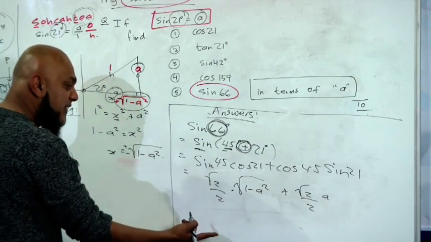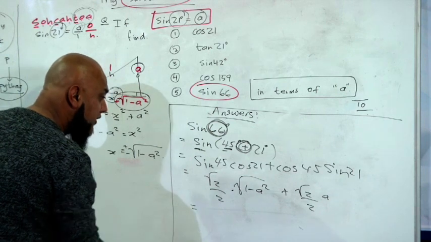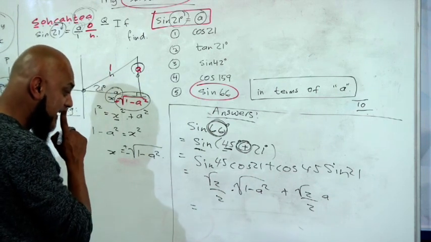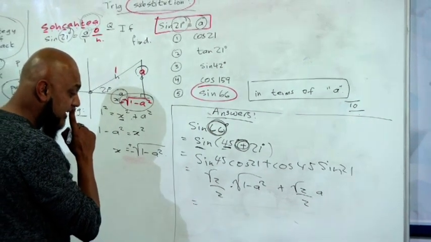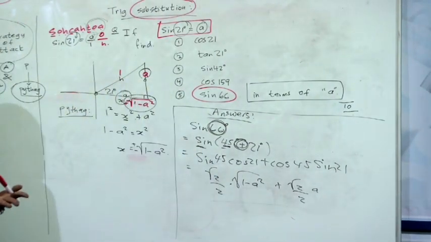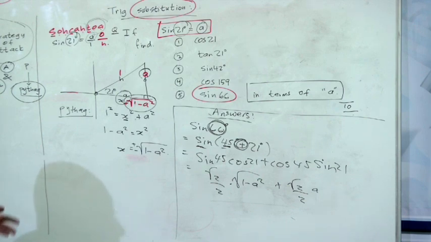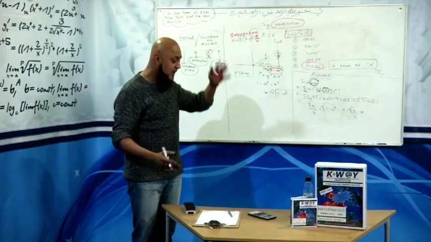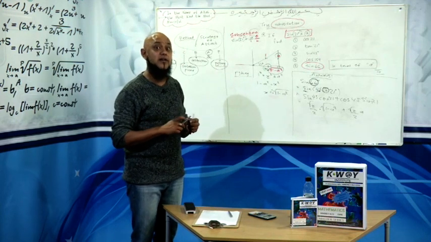You can leave it like this if you want to. I say leave it like this. That's your final answer. Why complicate your life? It's not going to make your life any simpler if you carry on with it. So just leave it like that and you'll get full marks in your final exams.